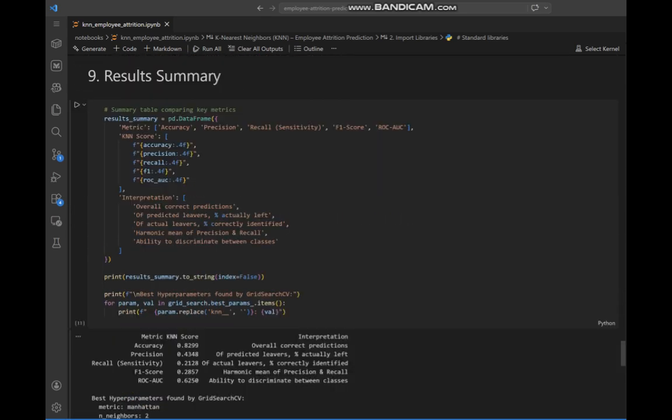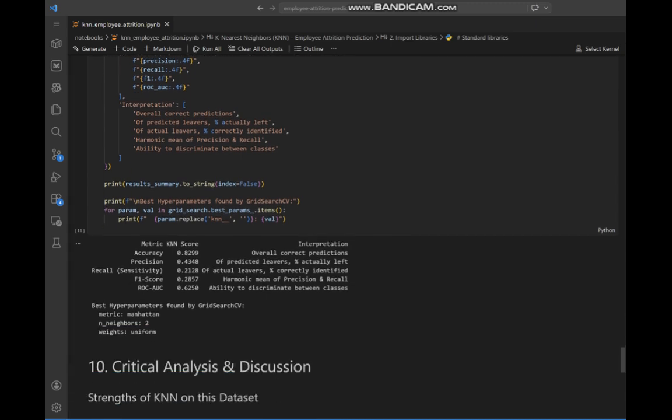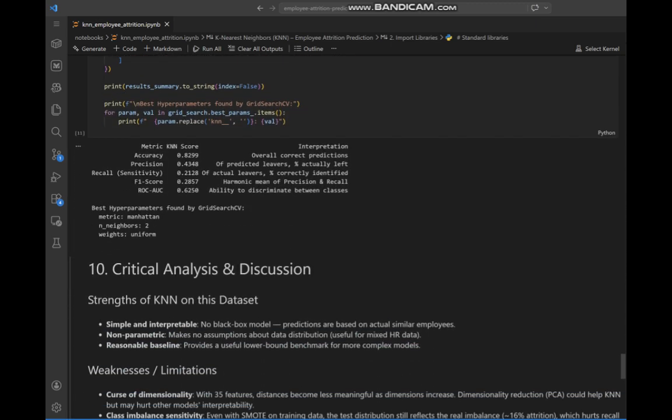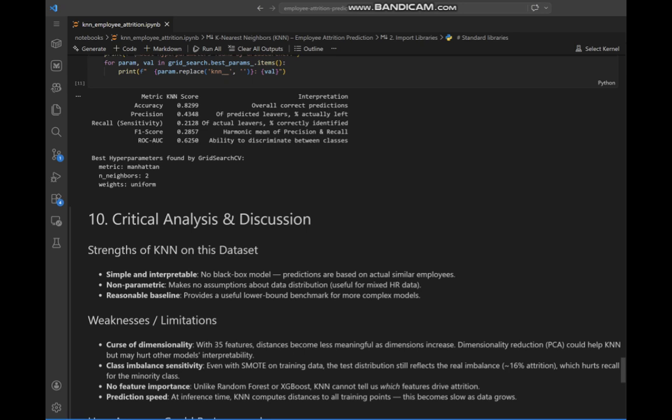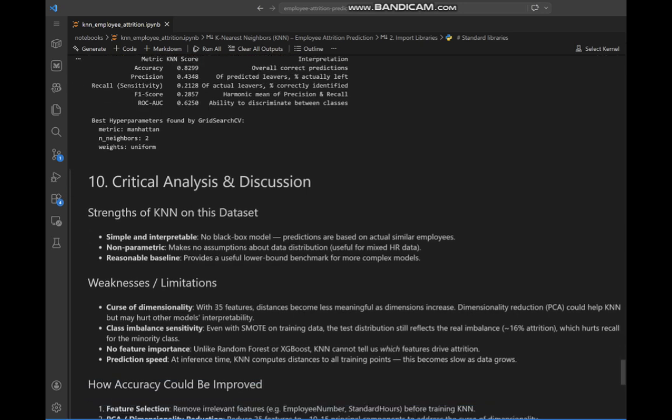KNN gives acceptable overall accuracy but weak minority class detection. Section 10 gives critical analysis and future work. Strengths are simplicity and interpretability. Weaknesses are the curse of dimensionality and no feature importance. Improvements include feature selection, PCA, alternate distance metrics, threshold tuning, and ensemble stacking.